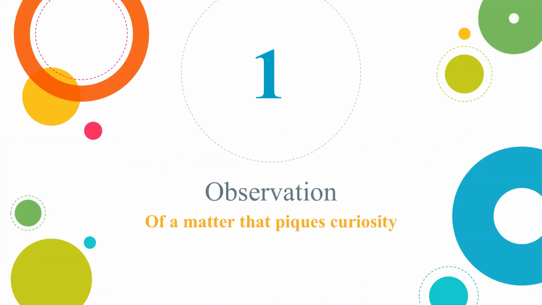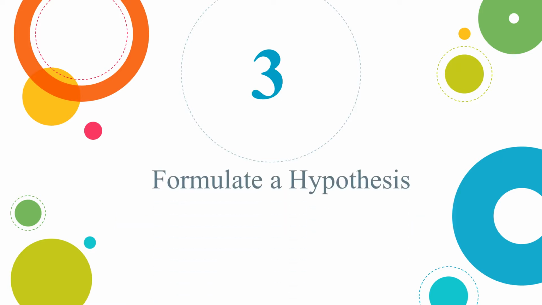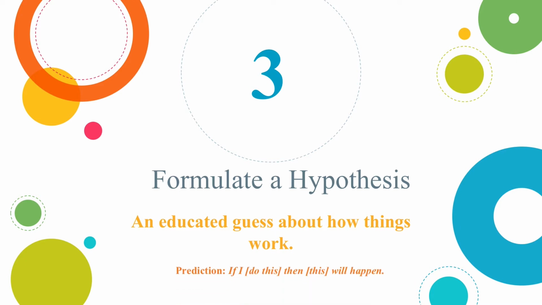The scientific method starts with an observation that piques curiosity, usually followed by the next step, which is to ask a question about what you've observed. The purpose of the question is to identify the problem in specific terms. Questions may usually start with how, what, who, when, where, and why. The third step would be to formulate a hypothesis, an educated guess about how things work. It is an attempt to answer your question with an explanation that can be tested. A good hypothesis allows you to make a prediction. If I do this, then this will happen.